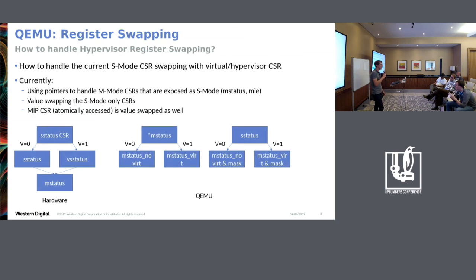Okay, so this is the one I need help with. First of all, there are patches on the list for QEMU hypervisor support. So go and review them, especially Palmer. They need to be reviewed.